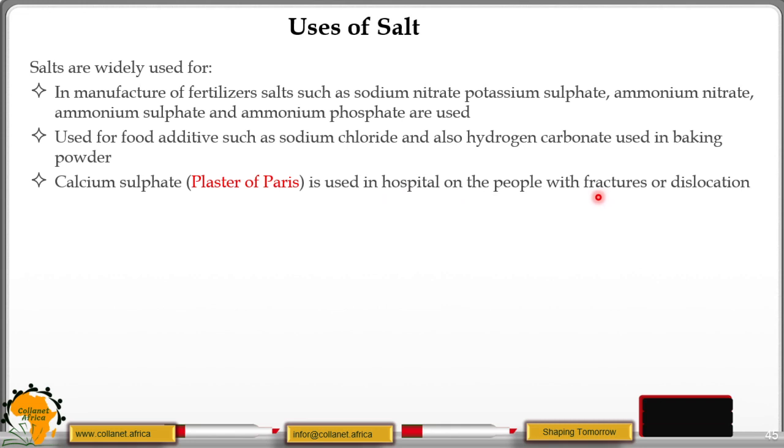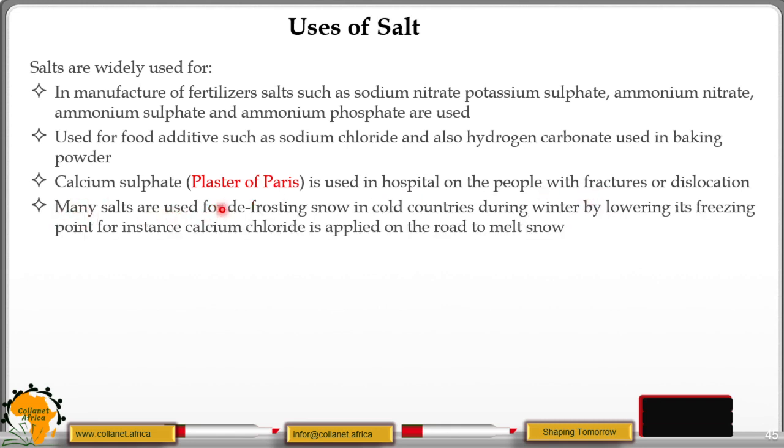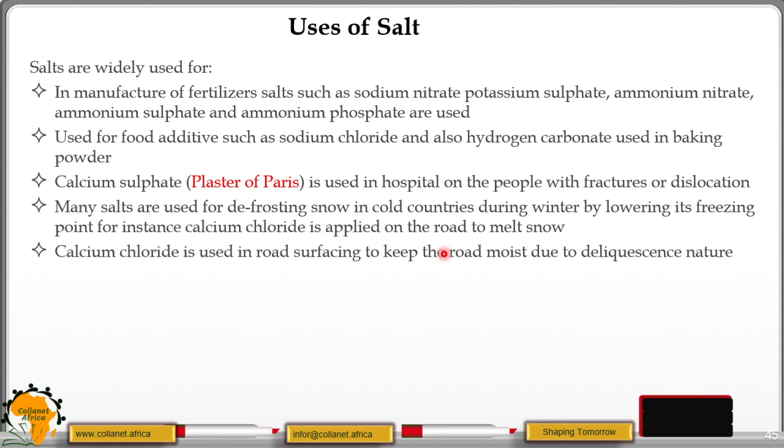Calcium sulfate, also known as plaster of Paris, is normally used in hospitals on people with fractures or dislocation. Many salts are used for defrosting snow in cold countries during winter by lowering its freezing point. For instance, calcium chloride is applied on the road to melt snow in those areas that are in the North Pole and the South Pole, where we have snow falling. Calcium chloride is used in road surfacing to keep the road moist due to the deliquescent nature of calcium chloride. It absorbs water, dissolves in it, and forms a solution.